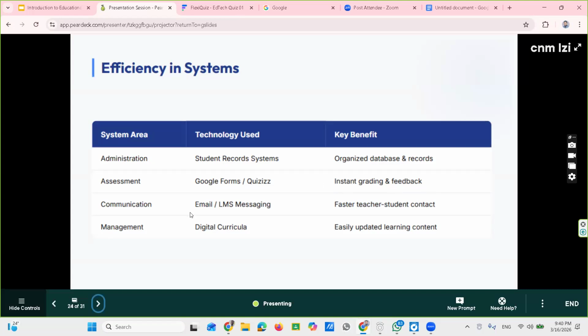Then communication, the communication purpose. Then what technology is available? Email and LMS messaging. Key benefit, faster teacher-student contact. Then management, digital curricula. Easily update learning content. That's the key benefit of management. They are using the technology of a digital curriculum. That's the efficiency in systems.